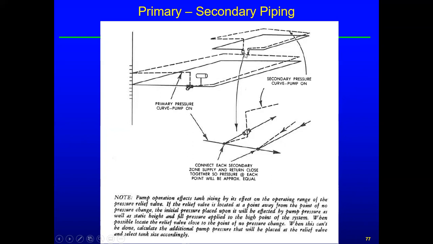Okay. And this becomes then the point of no pressure change for the secondary pump. Okay.